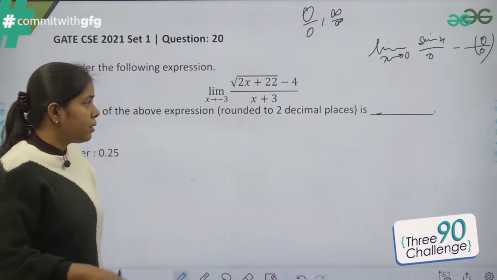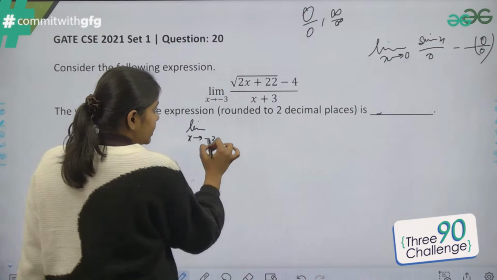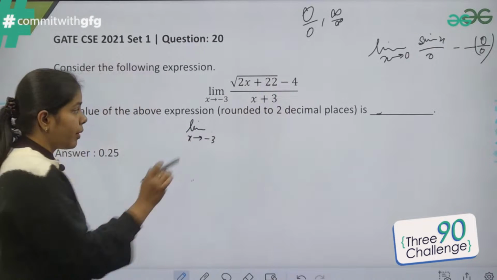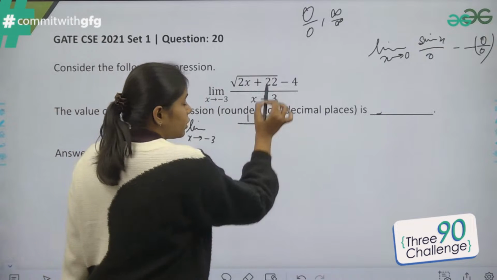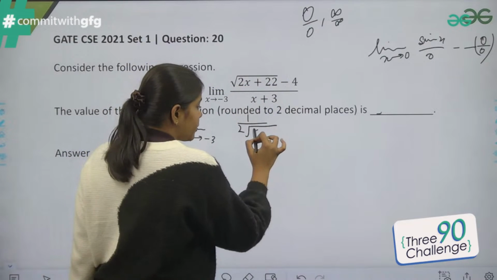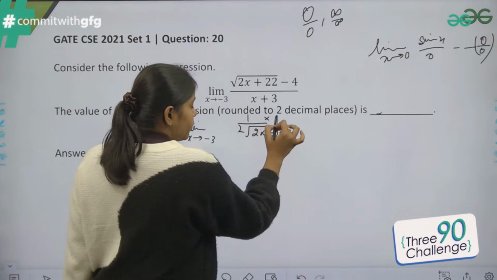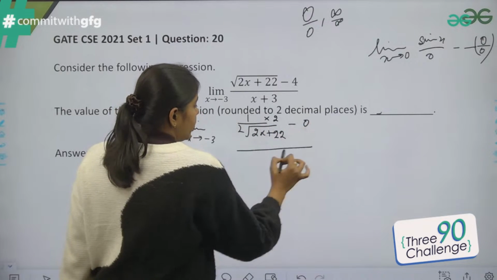So what would I do? I told you that I'll apply L'Hopital rule. Limit x approaches to -3, because I'm getting 0 by 0 form. I'll differentiate the numerator. So differentiation of square root x would be 1 upon 2 root x, so it would become 1 upon 2 square root of 2x plus 22. And differentiation of 2x plus 22 would be 2. Minus 0, and differentiation of the denominator is 1.